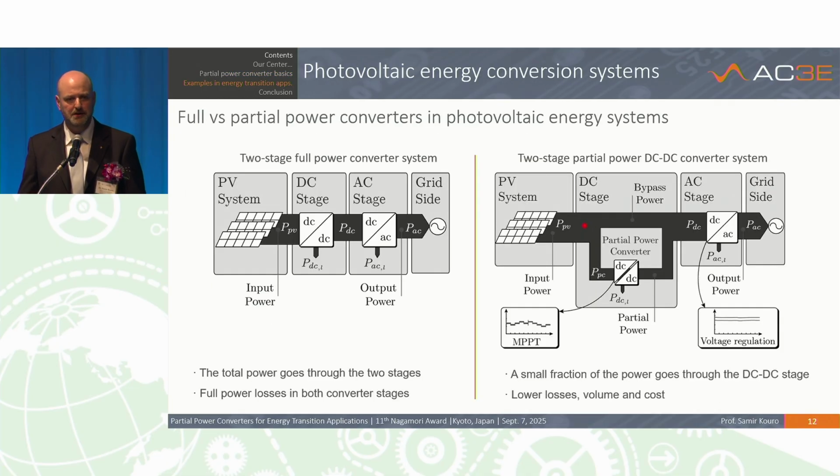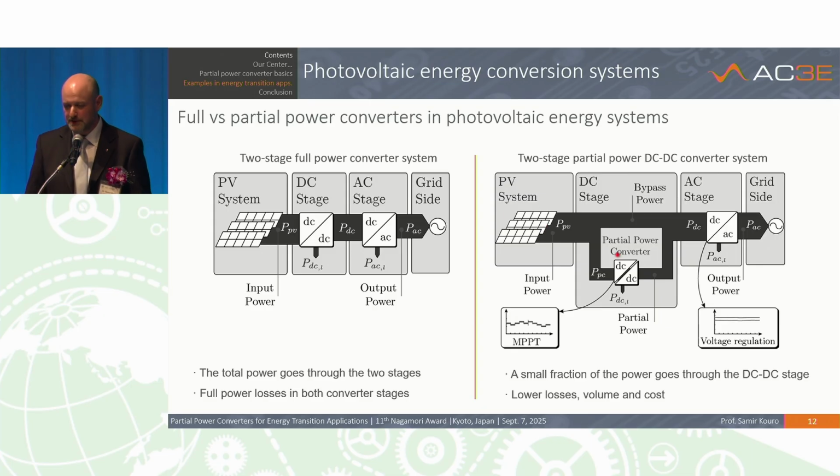And we started with photovoltaic energy systems. And the reason for this is that we can, by design, match the input and the output voltage quite easily, so that we can achieve maximum partial power ratio. This means the smallest power converter possible. So this is how a full power system would look like, and this would be the small power system, the partial power.